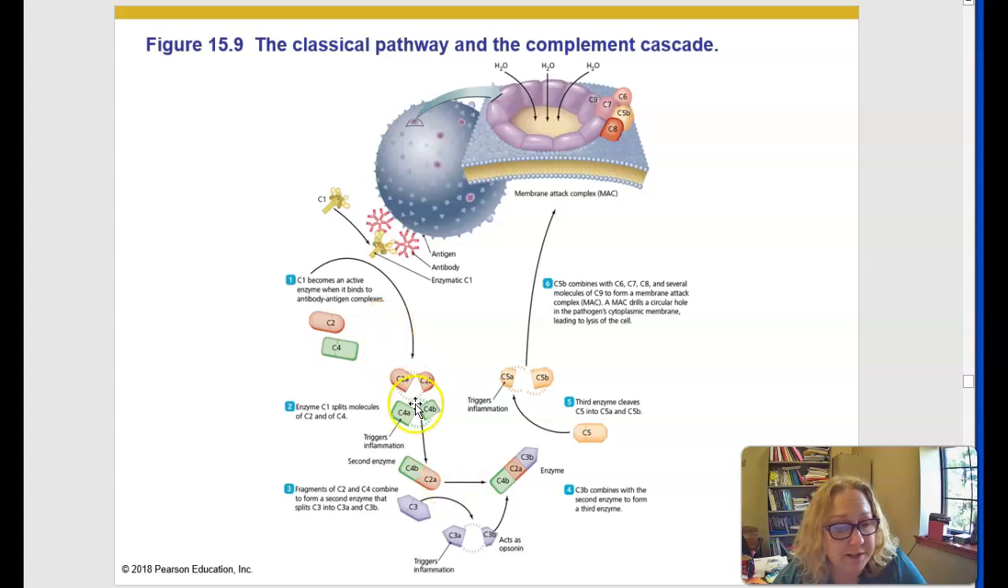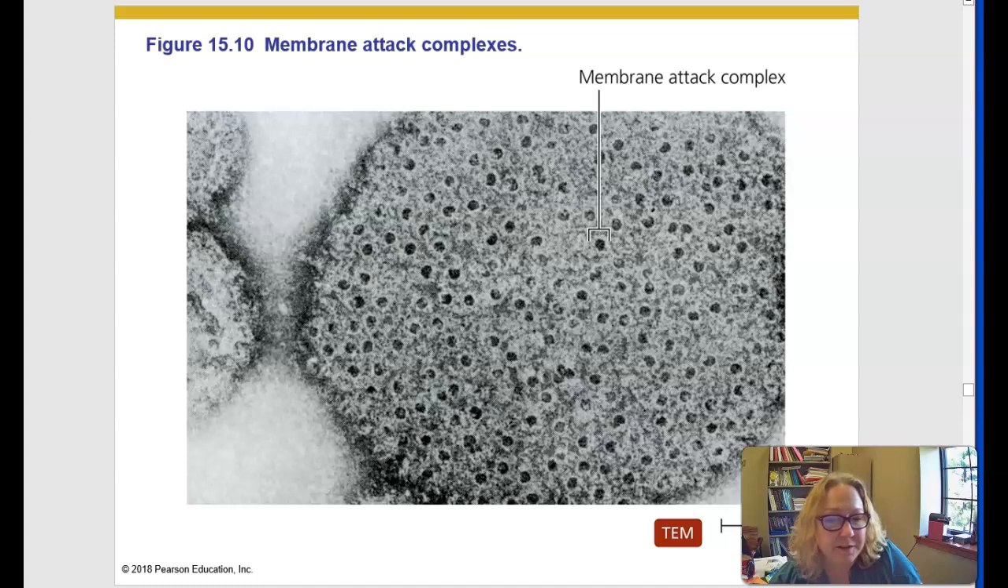So these are named C2, C4. There's 25 of them. They do a lot of different things. Basically, you got an antigen, it presents, and all kinds of cascade of chemical reactions happen, which leads to a MAC attack. Membrane attack complex. Look, this is what it looks like. Actually, little MAC attacks, little holes.